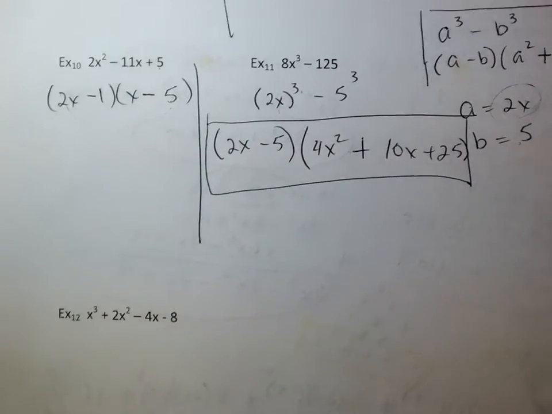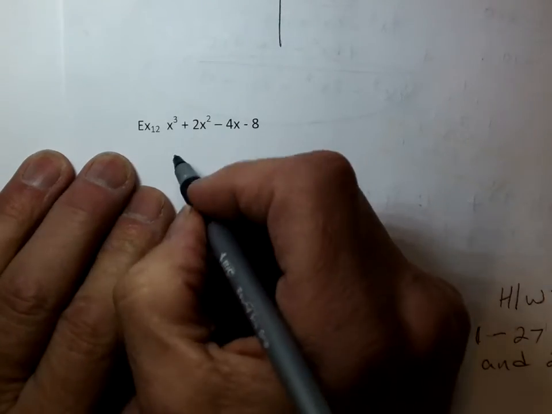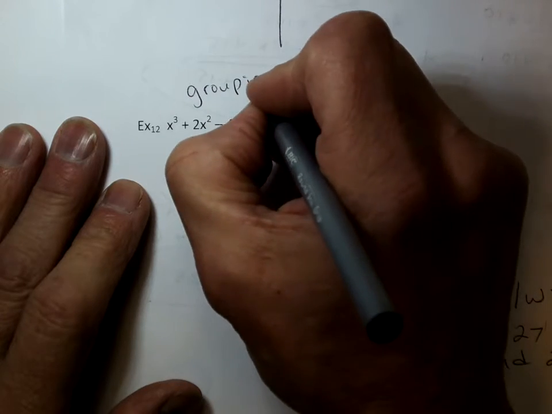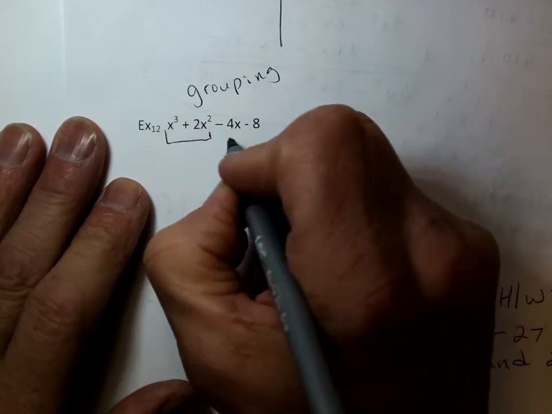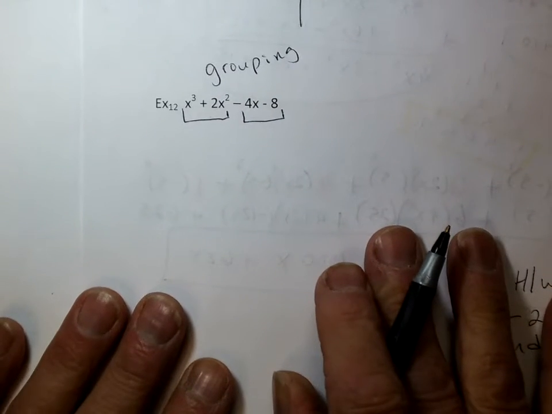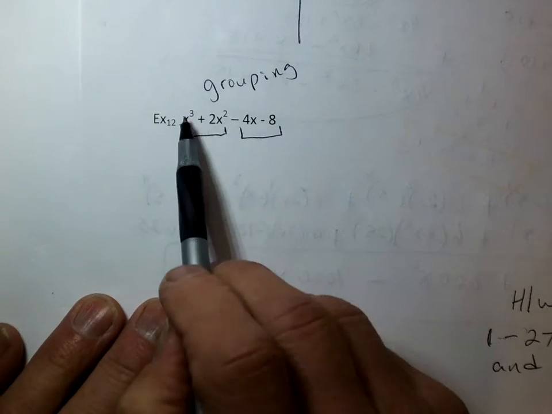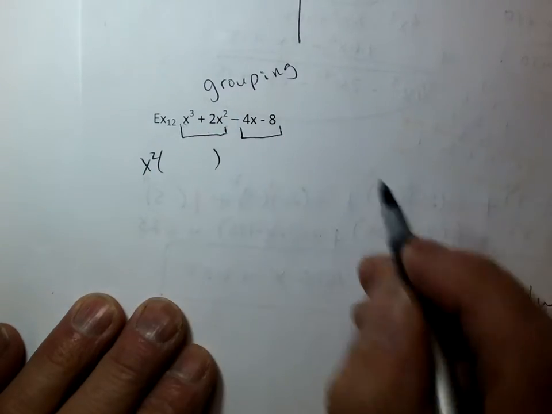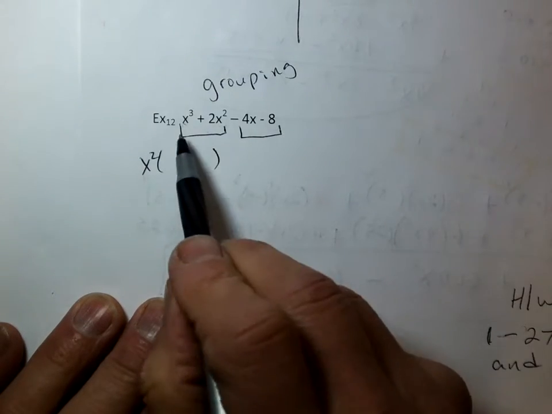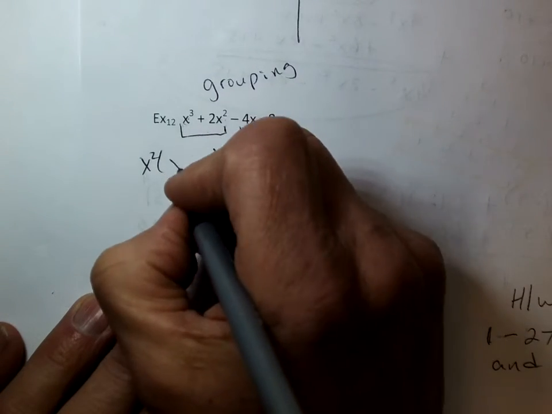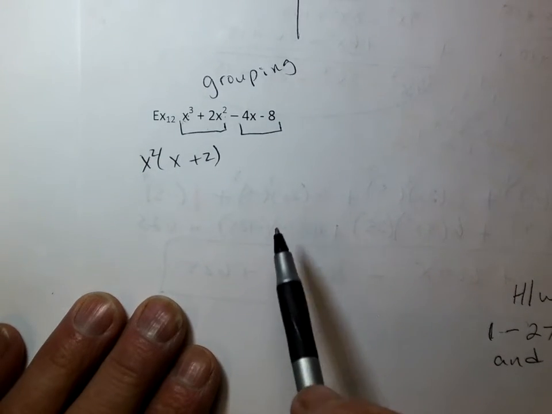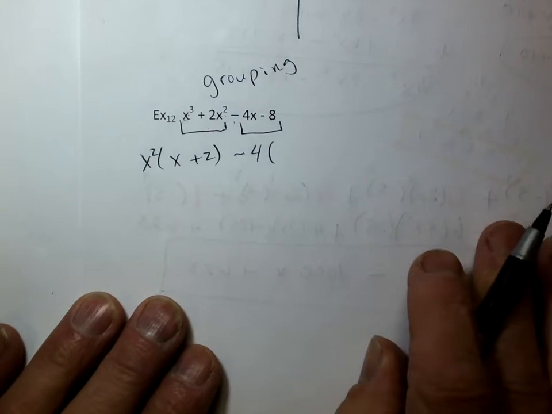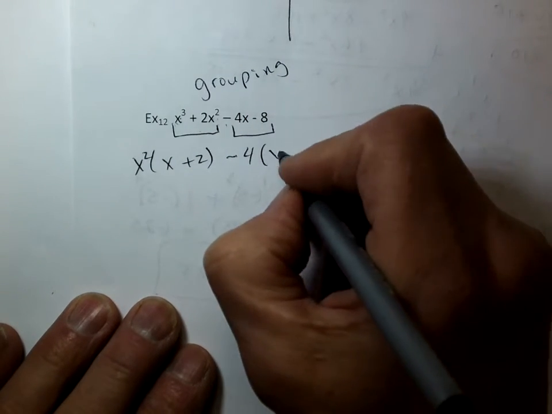All right, last but not least, example 12. What we're going to do is factor by grouping. So put these two together and these two together. First of all, what do they have in common? They have an x squared in common. So I'm going to pull out an x squared. If I pull out an x squared, I'd have x plus 2 left over. What do these two have in common? They have a negative 4 in common. So if I take out the negative 4, I'll have an x plus 2.